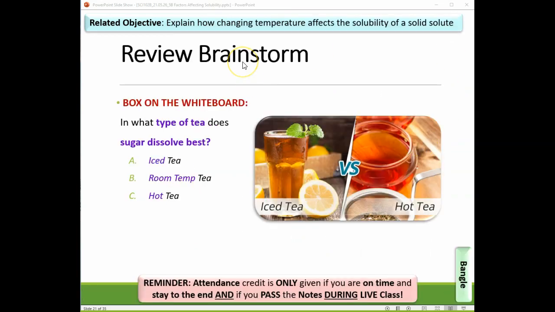All right, so what I want you to think about now is in what type of tea does sugar dissolve best? Do you think sugar dissolves best in iced tea, room temperature tea, or hot tea? Pause the video until you have an answer.